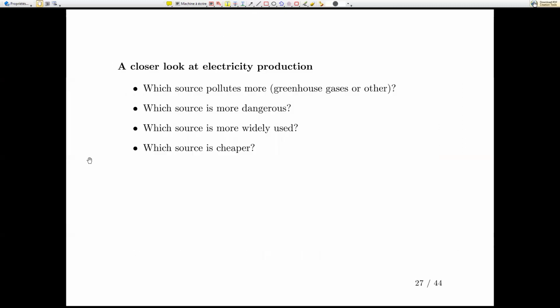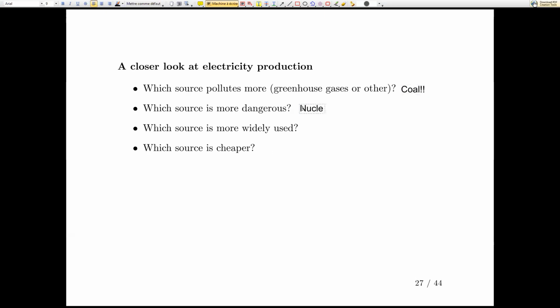So another thing that's very important is electricity production. What's bad, what's not so bad about it? So I'm asking you, which source pollutes more in terms of greenhouse gases or other? You should have an idea by now. Yes, coal. Coal is the right answer. So which is more dangerous?